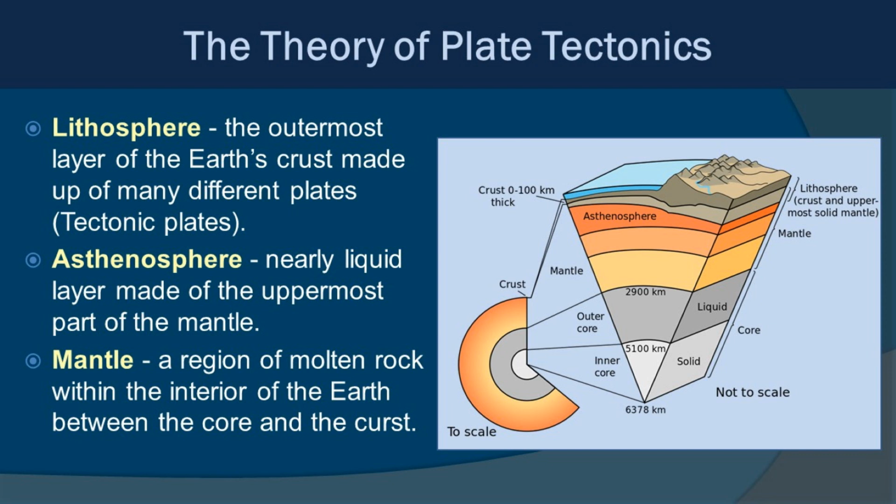Now we're going to get into the modern theory of plate tectonics, but before we do, we need to understand a few terms. The Earth is broken up into layers. Now we are going to concern ourselves with mostly the surface layers. The lithosphere is that outermost layer of the Earth's crust made up of the various different tectonic plates. The asthenosphere is this nearly liquid layer made of the uppermost part of the mantle. The asthenosphere is basically what the lithosphere is riding on.